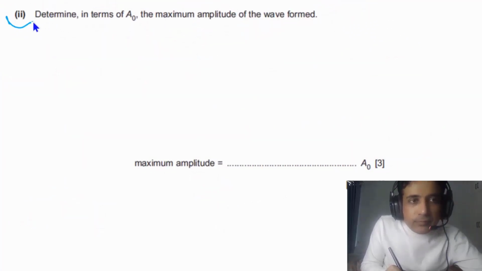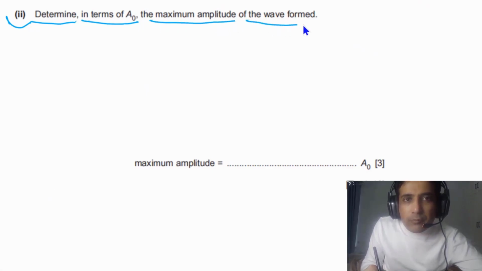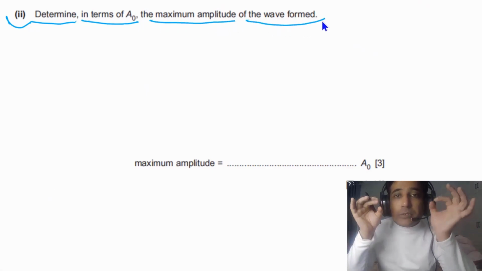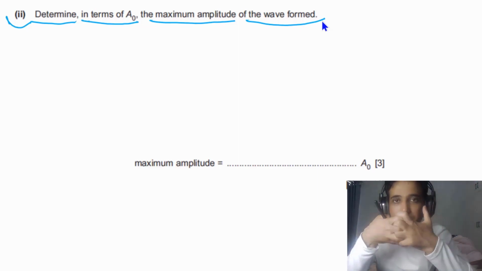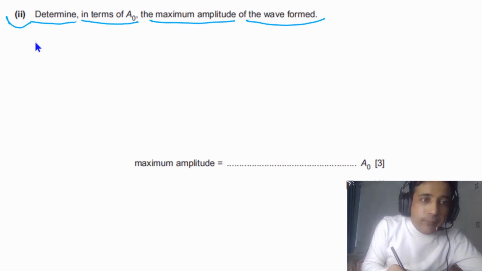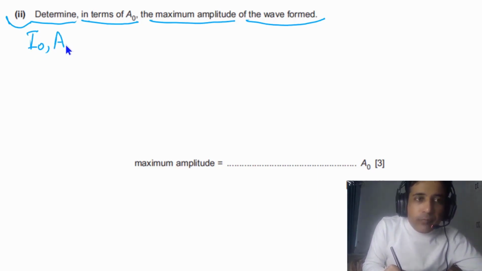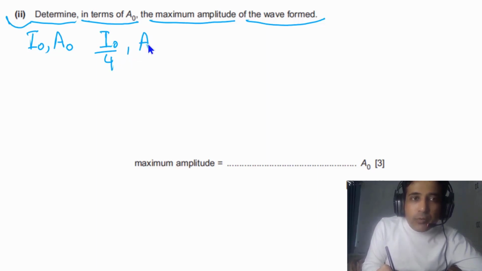For the second part, we need to determine, in terms of A naught, the maximum amplitude of the wave formed. Means the amplitude of the resultant wave of two progressive waves. So how can we find out? We have wave 1. Wave 1 has intensity I naught, then the amplitude of wave 1 is A naught. The second wave has intensity I naught by 4. We can say the amplitude of the second wave is A2, and we can find the value of A2.